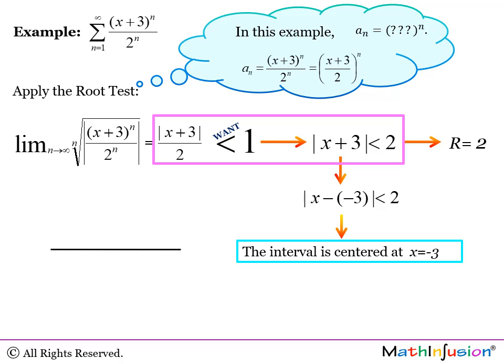Let's draw that. Okay, we start with minus 3 and we take radius 2 both sides. So we get negative 5 here and we get negative 1 here. This is just negative 3 minus 2 and negative 3 plus 2. So we have two endpoints. Between the two endpoints, the series absolutely converges. Outside, it is divergent. And we still need to check the two endpoints.